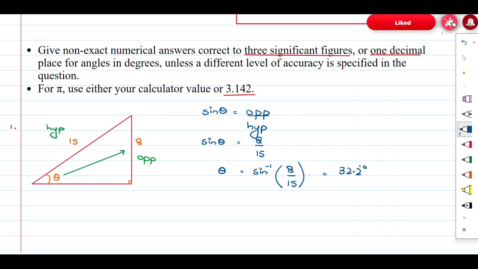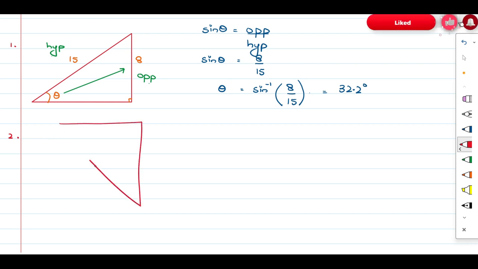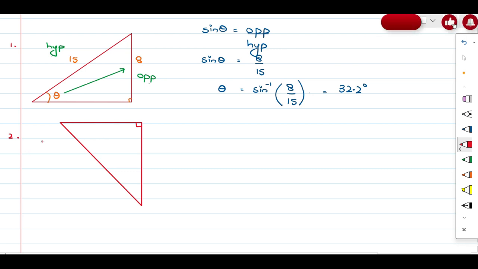32.2 degrees. Your answer should be 1 decimal place in degrees, right? Okay, let me do another example. Let's suppose I have a right angle triangle. This angle is theta. This length is 11. This length is 4.